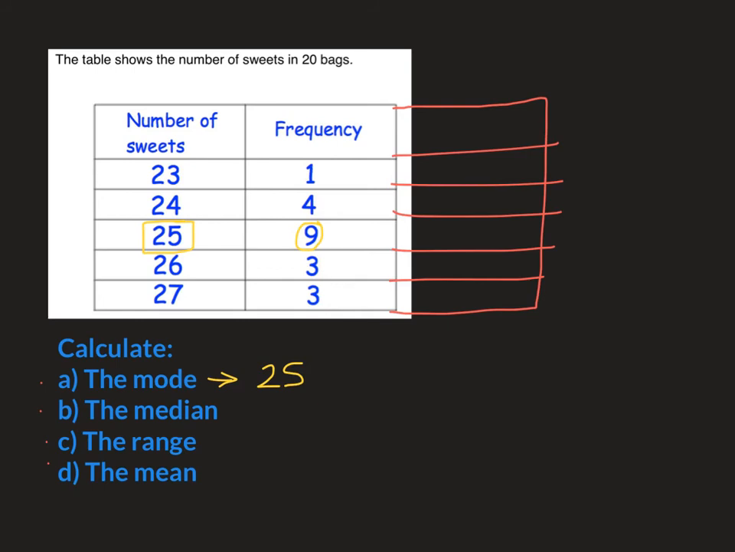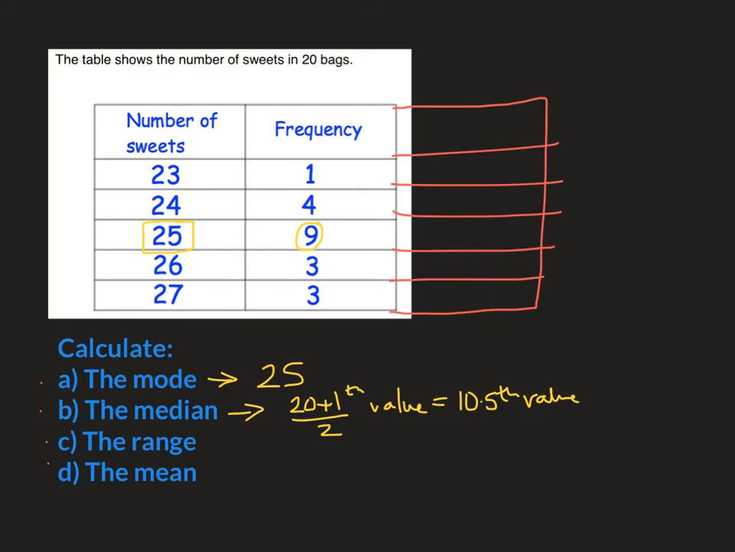The median, okay, there are 20 bags. So I need to find the (20 + 1)/2 value. 21 over 2 is 10.5. So I need to find the 10.5th value. So I need to find where the 10th value is and the 11th value is.